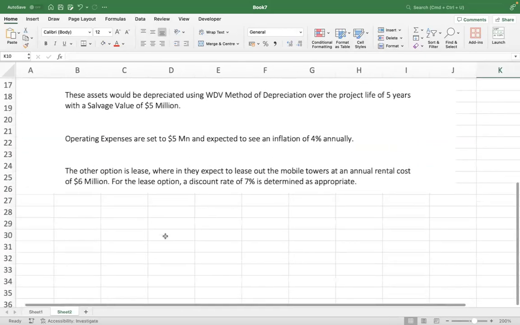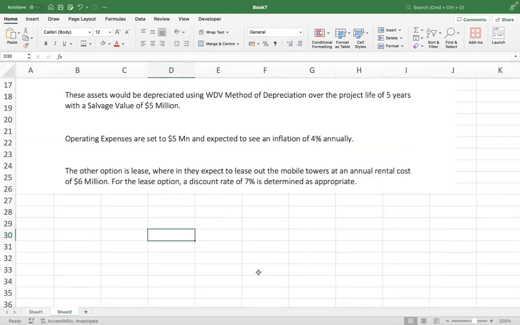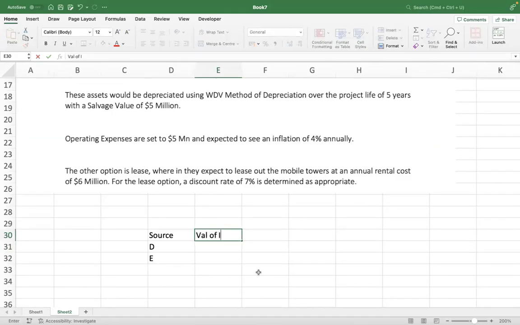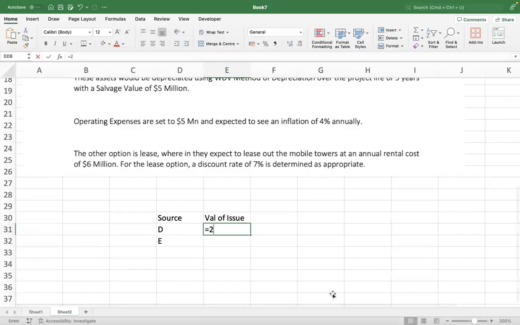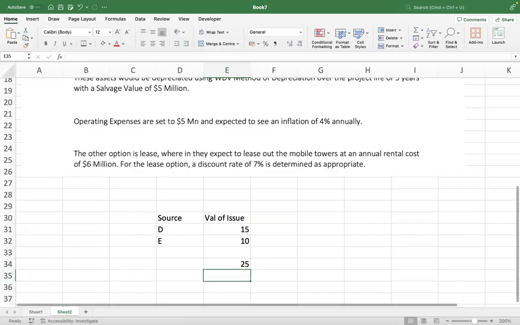So the first step I would do is to draw a proposed capital structure. So the source is either debt or it is equity. The value of issue is $25 million into 60%, which is $15 million for debt, and 25 into 40%, which is $10 million for equity. So the total is 25 million, right?